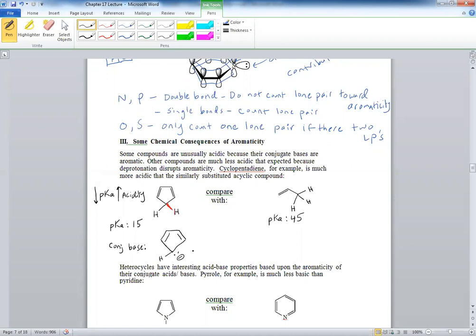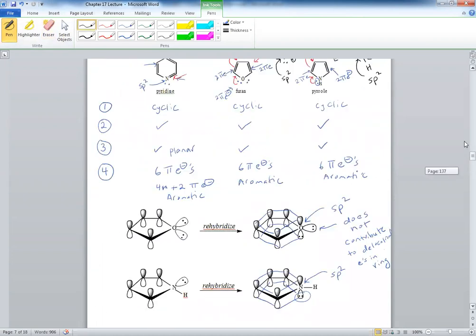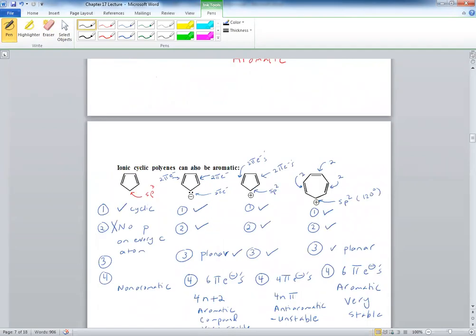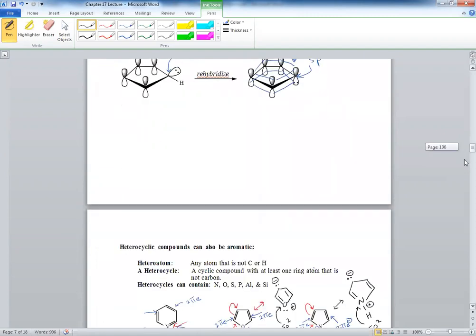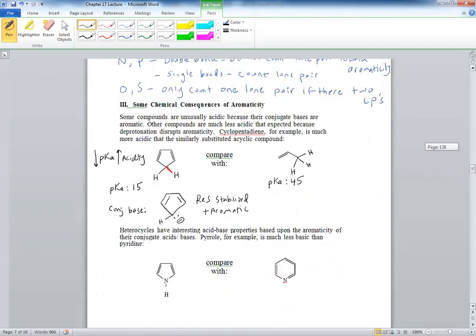So what about this? Why would it be that stable? It's not only resonance stabilized, so this is resonance stabilized, but also aromatic. We already examined this molecule before. And let me go back up and show it to you. Here it is. So those electrons count. So that's why it's very acidic, because its conjugate base will be aromatic, very stable.